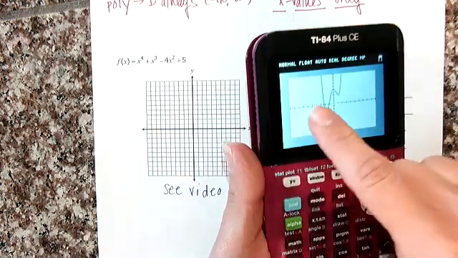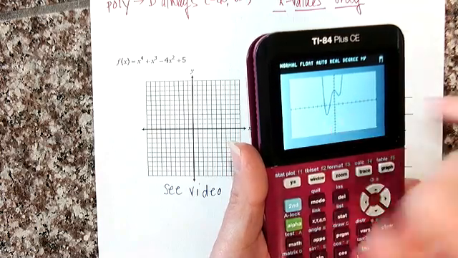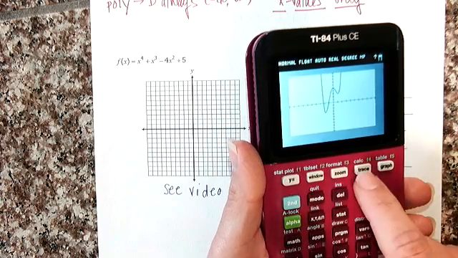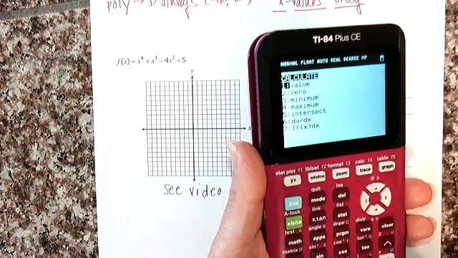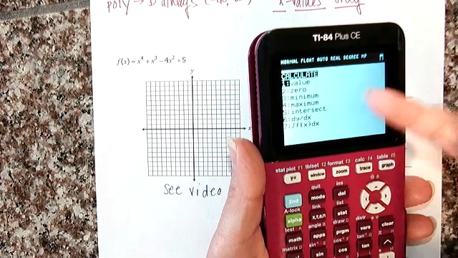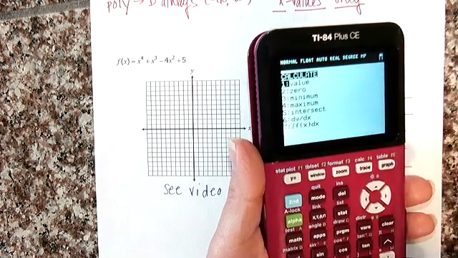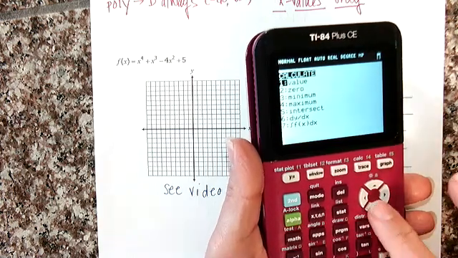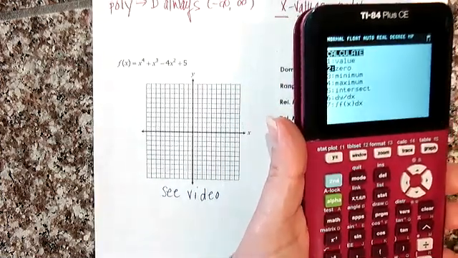Well, it has a couple of x-intercepts. It has a y-intercept. Let's figure out where those x-intercepts are. Okay. Second, and then trace. And you'll notice that in blue above trace, it says calc for calculate. This is going to be where we do a lot of our analysis for the graph. I'm going to be able to calculate zeros, minimums, maximums, intersections. Well, an x-intercept is the same thing as a 0. So I'm going to go down to number 2 and push enter, or you can just push the number 2.